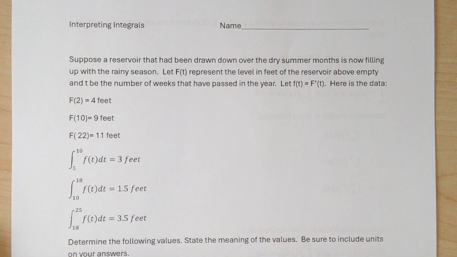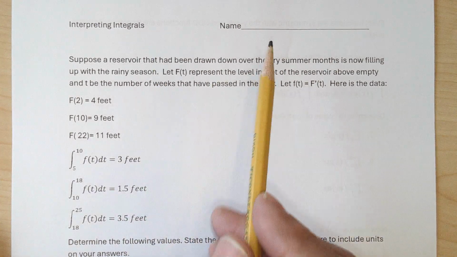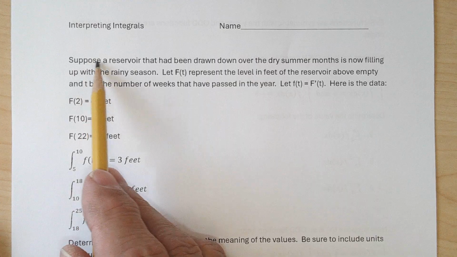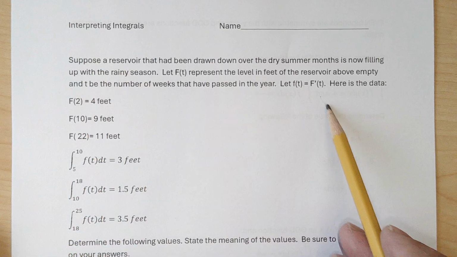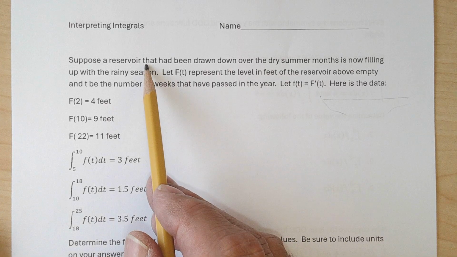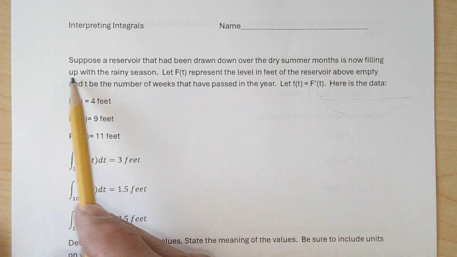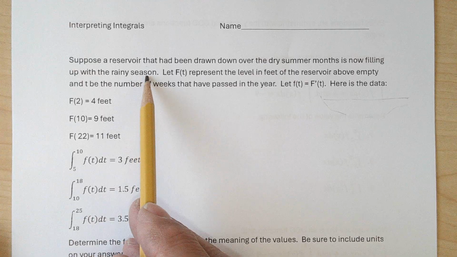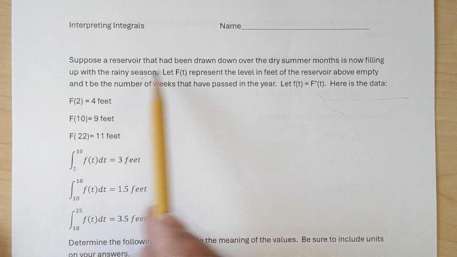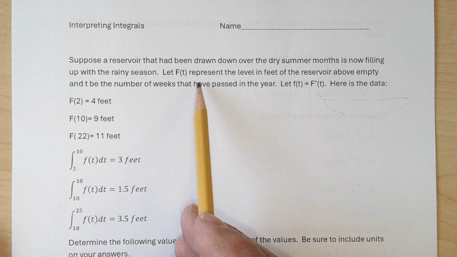Okay, this is the interpreting integrals worksheet that I handed out in class, and I want to go over what this is saying. So, a reservoir, some kind of body to hold water for irrigation or farming or whatever reason, for city water, is now filling up in the rainy season. It was drawn down over the summer.